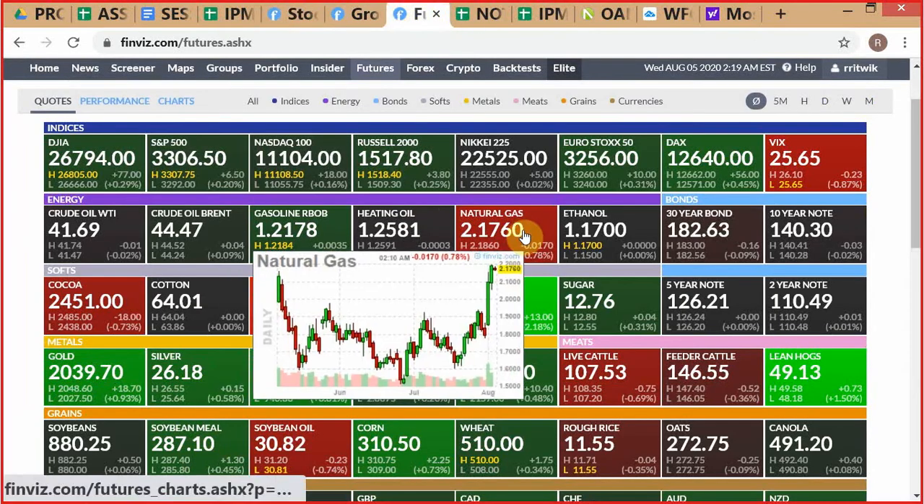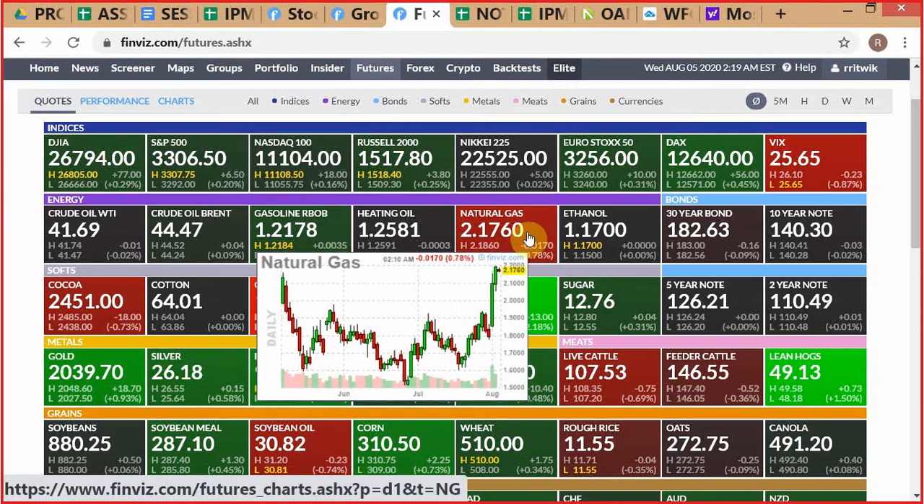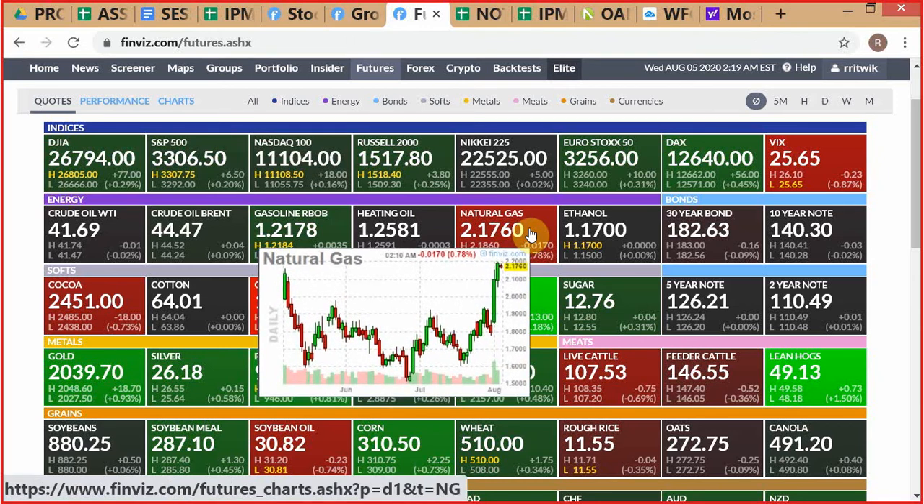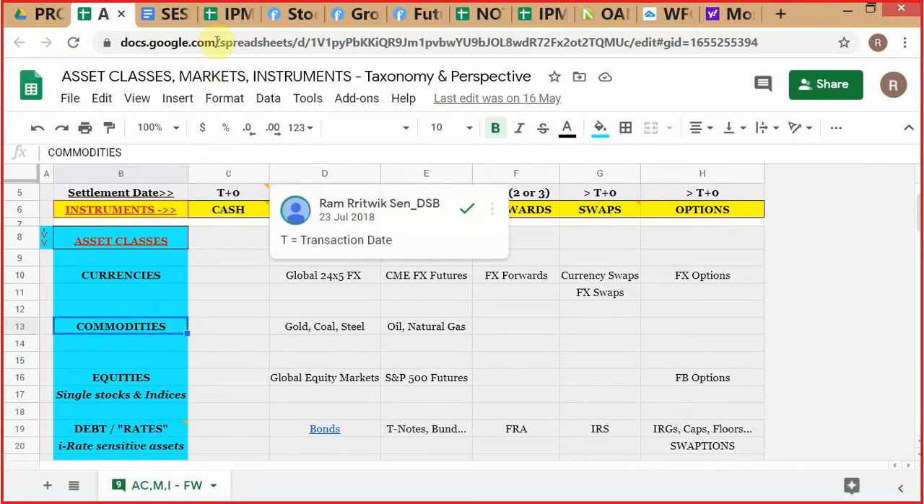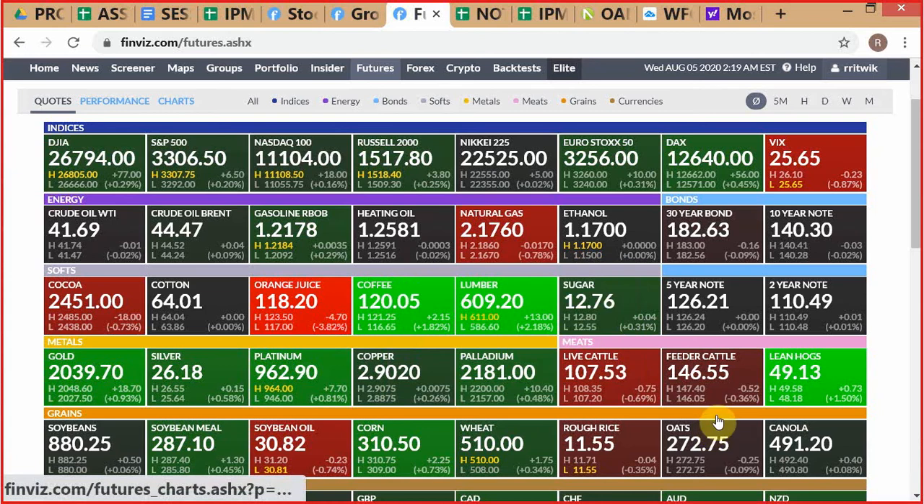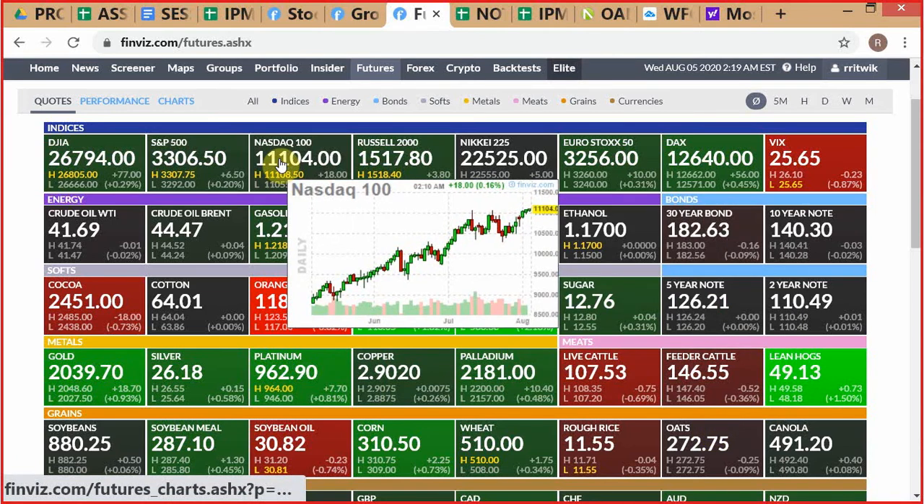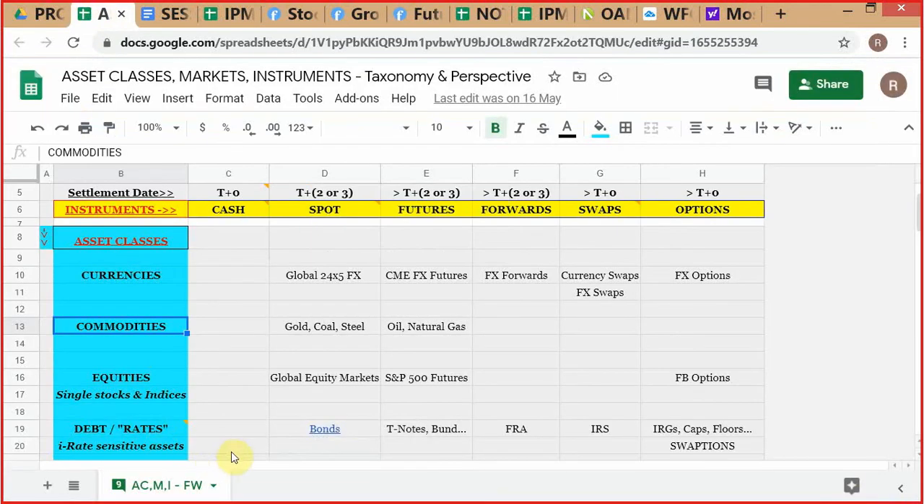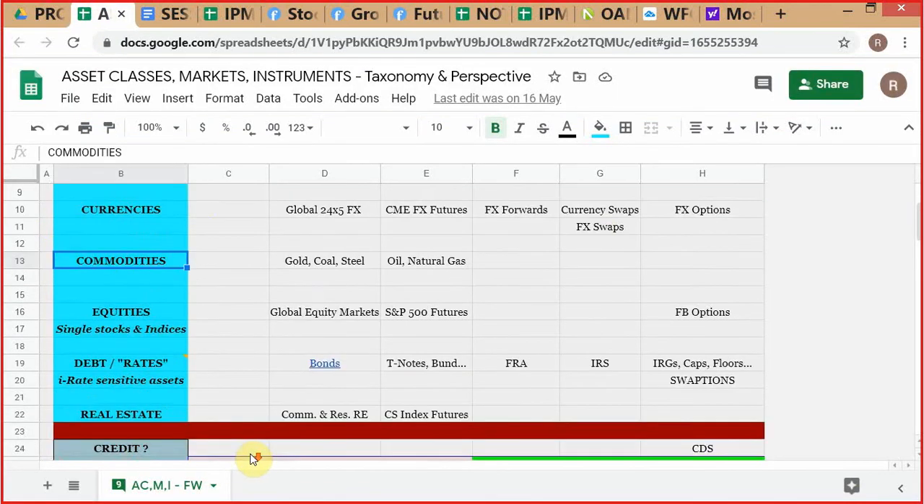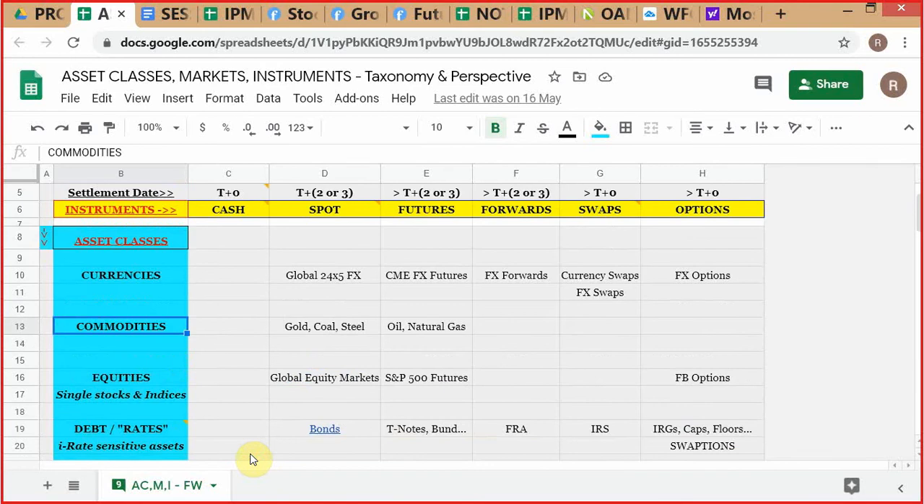So for instance, where will natural gas go? Which asset class will natural gas be in? Commodities. Excellent. So natural gas will go into commodities. Then if you are looking at the NASDAQ 100, where will that go? Equities. Correct. I taught you last time that this is a major tech index.